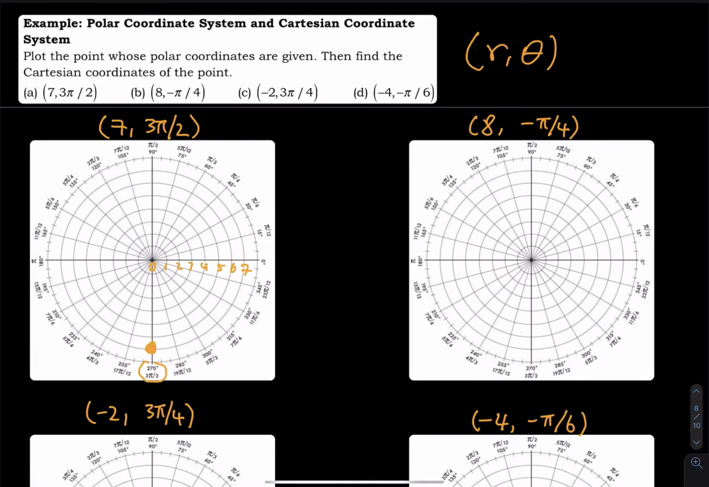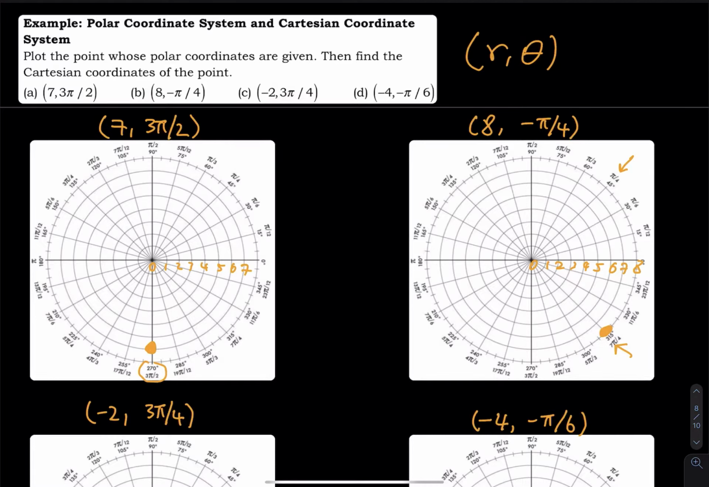And then the next one is 8. This is 0, 1, 2, 3, 4, 5, 6, 7, 8, and then negative pi over 4. So this is positive pi over 4. That is counterclockwise. Negative pi over 4, so that will be right there. So here is the point that we want.